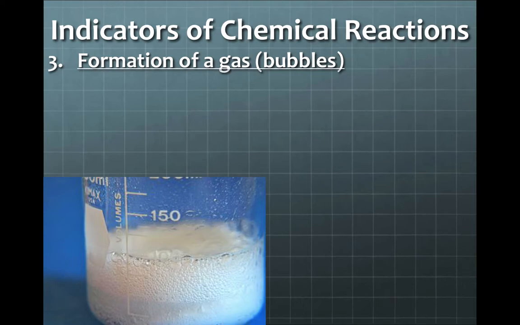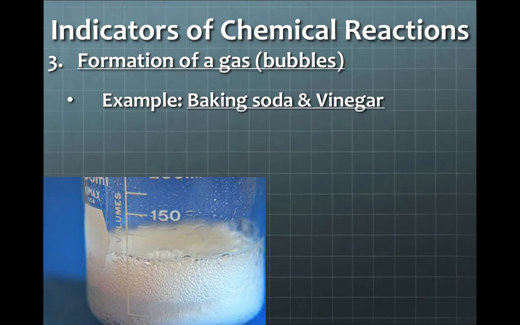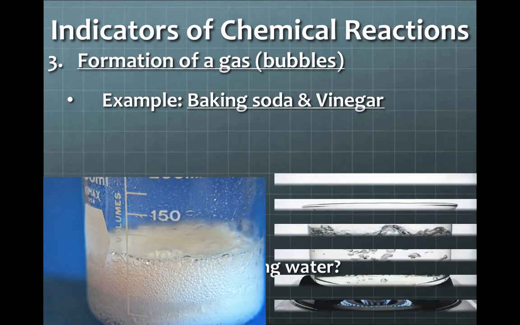Next one, the formation of a gas, which, if you're in the liquid state, generally you see bubbles being formed. So if you mix baking soda and vinegar together, as you can see in the picture in the bottom left, it produces a lot of bubbles. Those are carbon dioxide. It tells us carbon dioxide was released from the original baking soda molecule.